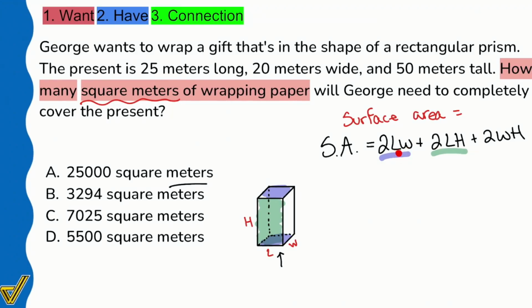We do length times width to get the bottom, multiply by 2 to get the top. Length times height to get the front, times 2 to acknowledge the back. And then width times height, that's going to be the side, multiply by 2 to get the other side here, and then the side over there. So that's what this is all about.